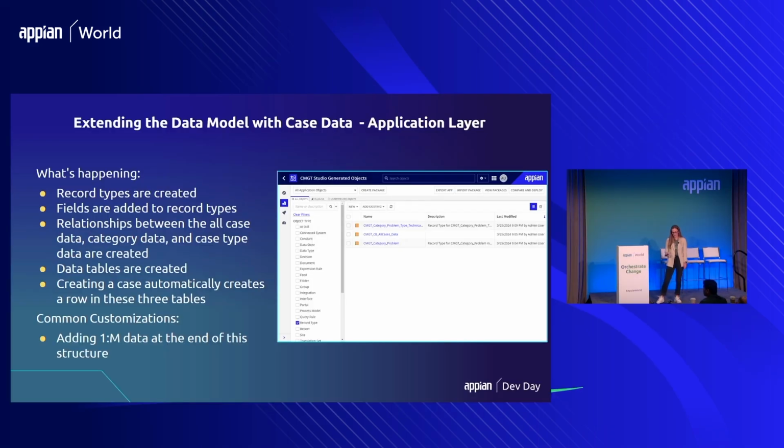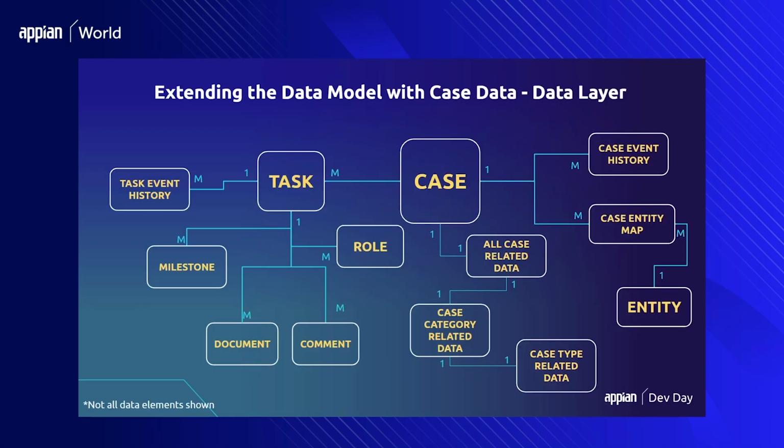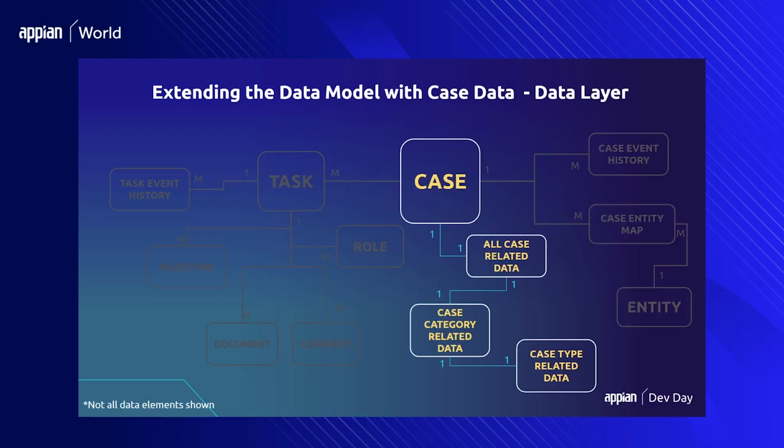One common customization we expect to see here is adding one-to-many data. Because everything I just discussed is a one-to-one relationship, we expect that one-to-many will be needed, and as long as you can use synced record relationships, you can do that really easily by adding it to the case relationship. All right, so we're going to narrow in right here on these three tables. So we have one-to-one to one-to-one, right? So case to all case, to case category, to case type related data. Like I said before, if you need to actually extend the data model to add new things, you can just relate that right up to case, no big deal, it'll just write through those relationships.